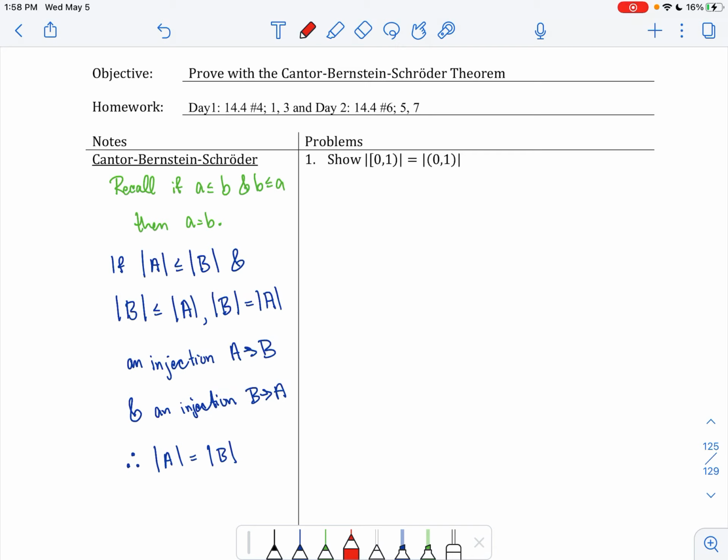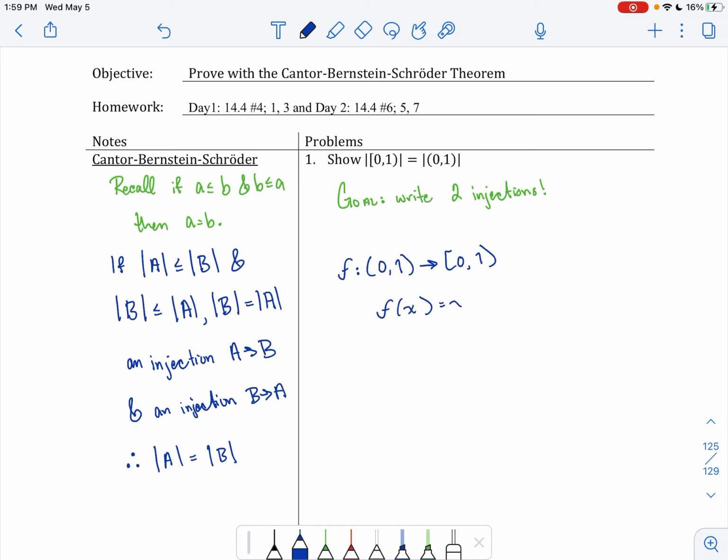So here in number 1, show that the cardinality of 0 to 1 with a closed boundary at 0 is the same cardinality as 0 to 1 with an open bound at 0. So our goal here, I'm going to use the Cantor-Bernstein-Schroder theorem, is to write 2 injections. And often what you'll find with the work for this problem set is that one direction is just a lot easier than the other. So the first one I'm going to write from actually the open interval to the closed.